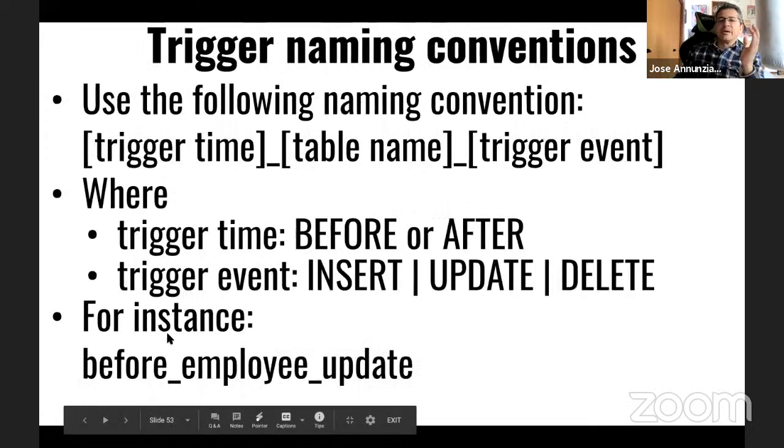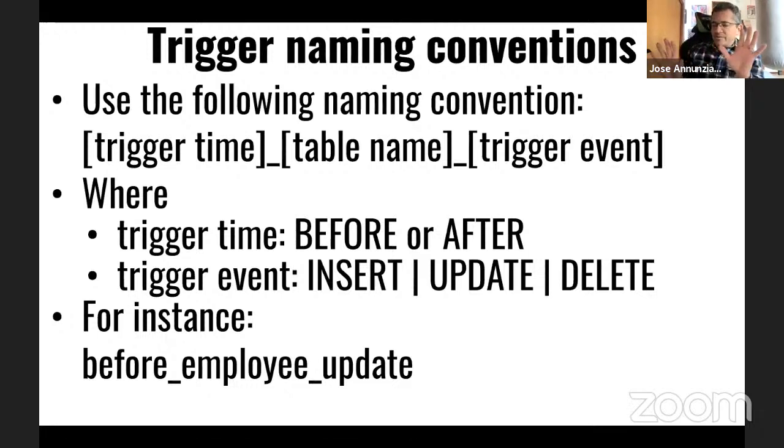So a very common naming convention for triggers, so that we can understand from the name what's happening, is the trigger time. Yeah, let me back up a little bit. So trigger time is when do you want this to happen? Do you want it to happen before the action takes place or after it takes place?